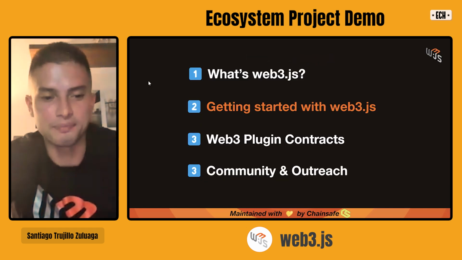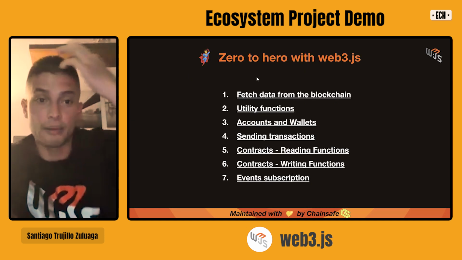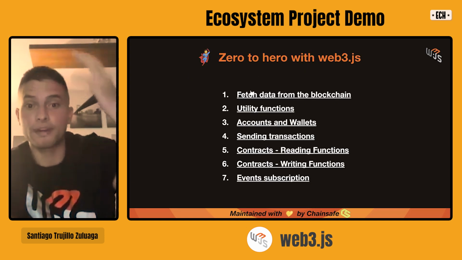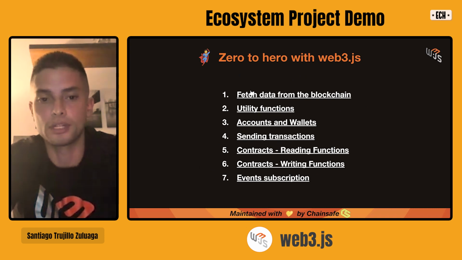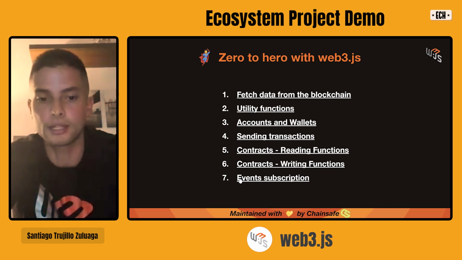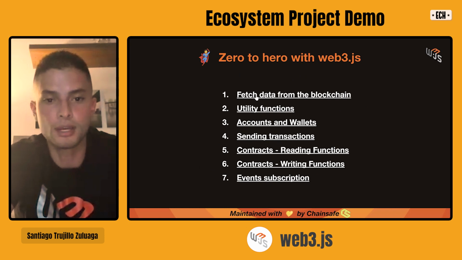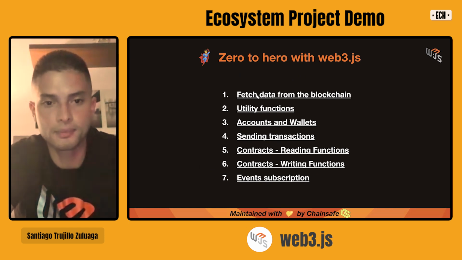Okay, now let's go into the fun part. That's a little intro. So, getting started with Web3.js. This is what I'm going to cover today. We are going to fetch some data from the blockchain. Then we are going to see a couple of utility functions, accounts and wallets. We are also going to send transactions, then interact with contracts, with reading functions and writing functions. And then you will see also the event subscriptions. Everything is linked to the slides, so you can also click in the slides.